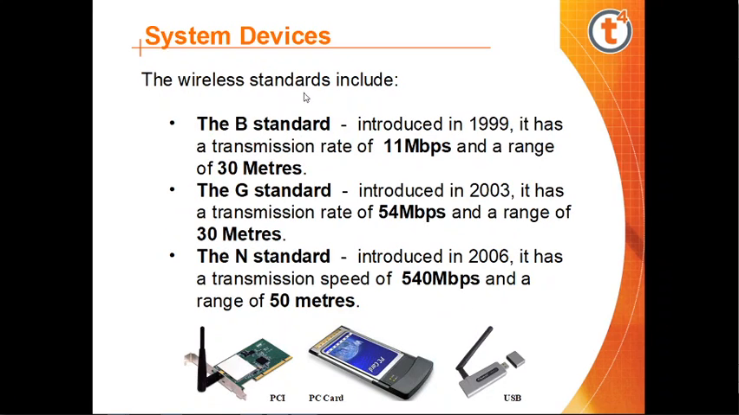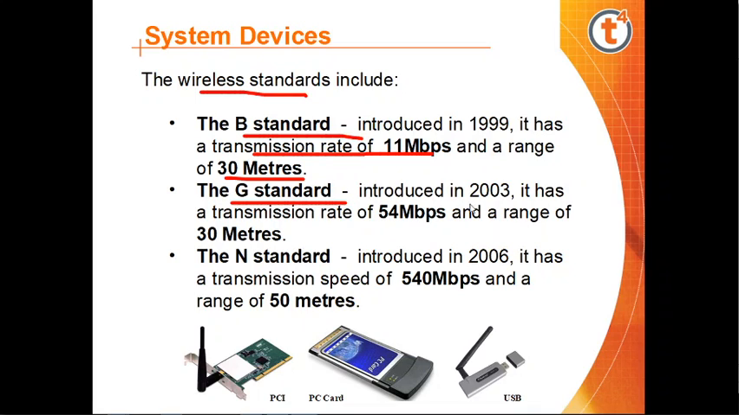The wireless standards include the B standard, introduced in 1999. It has a transmission rate of 11 Mbps and a range of 30 meters. In a range of 30 meters, wireless means you can move anywhere in a 30-meter area. Here 11 Mbps means per second is the speed.